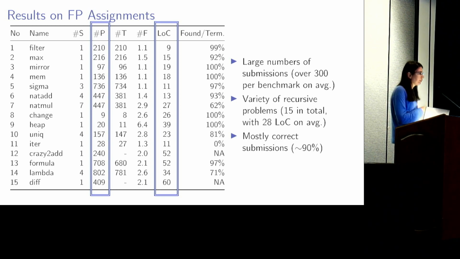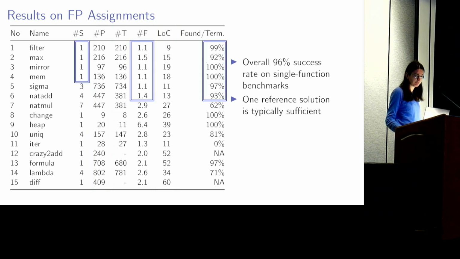What's also good about this set of benchmarks is that they're mostly correct submissions. Around 90% are correct. That's good because proving equivalence tends to be harder than disproving, so it's good to test this part more. And then there are all sorts of other statistics. So, for example, F tells you the average number of functions per program. You can see that there are programs which consist of a single function, but also more. And on those programs that consist of a single function, the success rate is even higher, around 96%, and typically with only one reference solution.